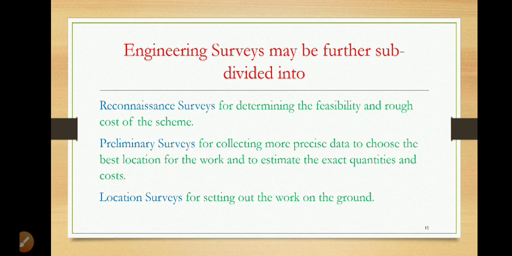Further, engineering survey may be subdivided into reconnaissance survey, preliminary survey and location survey. Reconnaissance survey determines the feasibility and rough cost of the scheme. Preliminary survey collects more precise data to choose the best location for the work and to estimate the exact quantity and cost. Location survey is used for setting out the work on the ground.